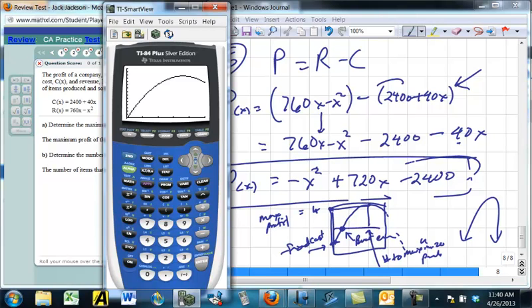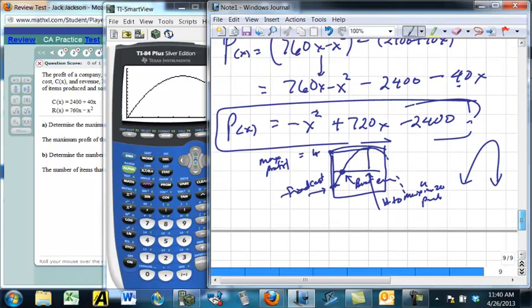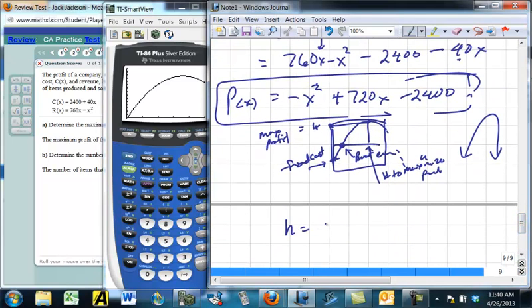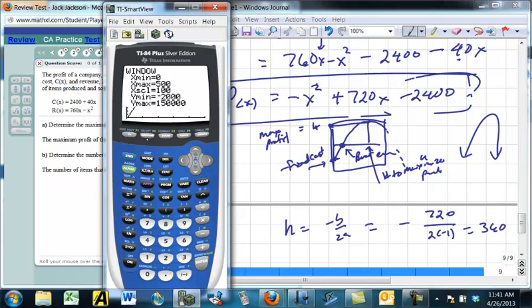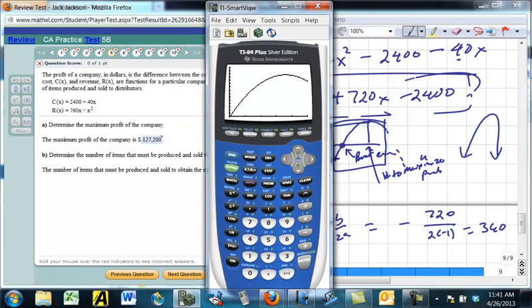Now there was an easy way to find out what the max was going to be on the x, because remember it's just h, which is the opposite of b over 2a. That's a real easy formula. So we could have done that: 720 over 2 times negative 1. That's 360. So we knew we had to go out past 360 on the x, and go out a little bit further than that, so 500. Now, there we go. So there are things I could ask you about this.